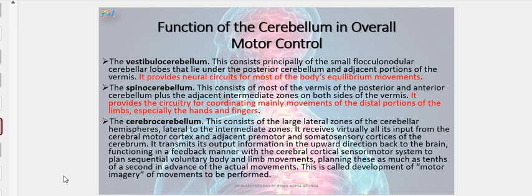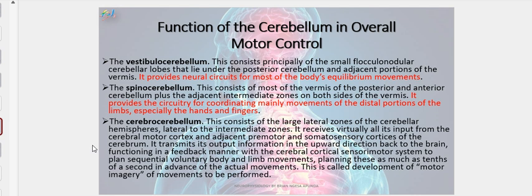Planning of this occurs as much as tens of seconds in advance before we actually get an actual movement. So this is called the development of the motor imagery of the movement to be performed. So this is the exact role of the cerebellum in the motor system. So this becomes the fair end of our motor wing of the nervous system.